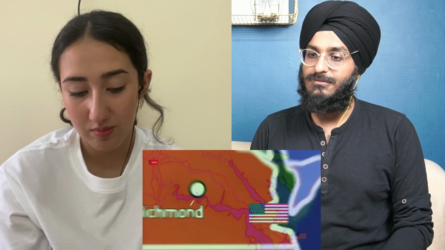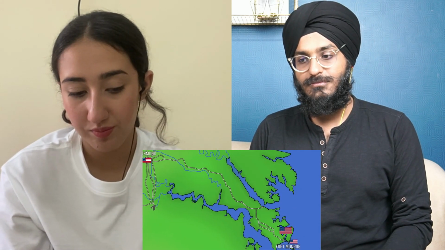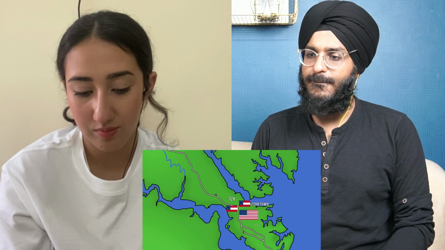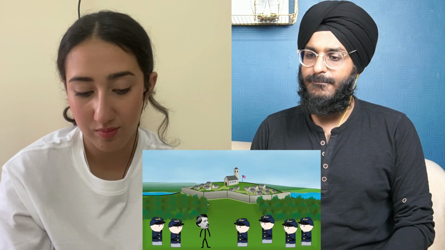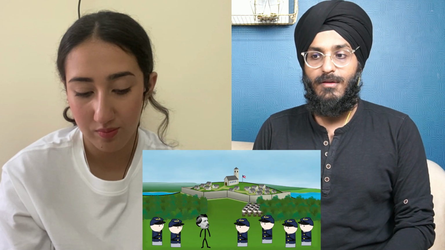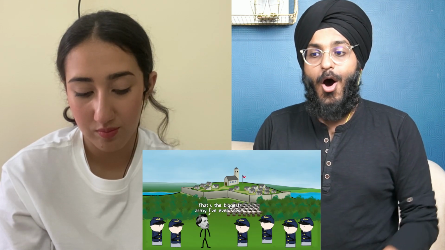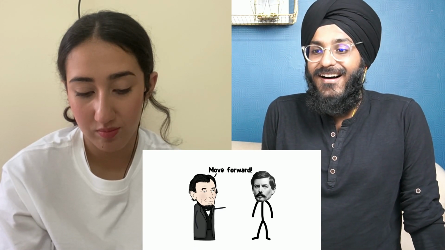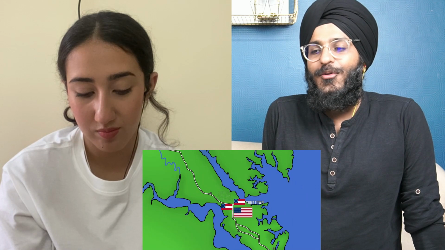McClellan landed on the peninsula, and he began to move inland. He came up against a small Confederate army that had dug in at Yorktown. McClellan vastly outnumbered the force, but it's said that Confederate General Magruder deceived McClellan by cleverly maneuvering his smaller force and making McClellan believe he faced a huge army. No, you have way more men than that. Move forward. No.